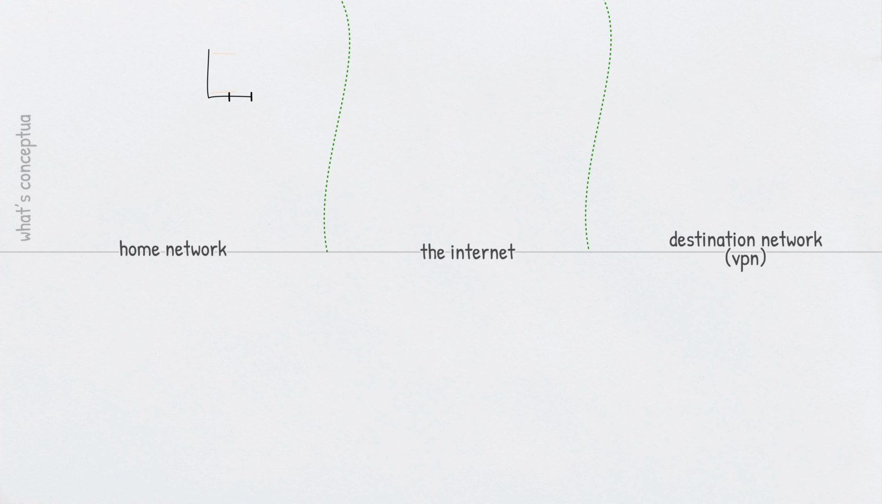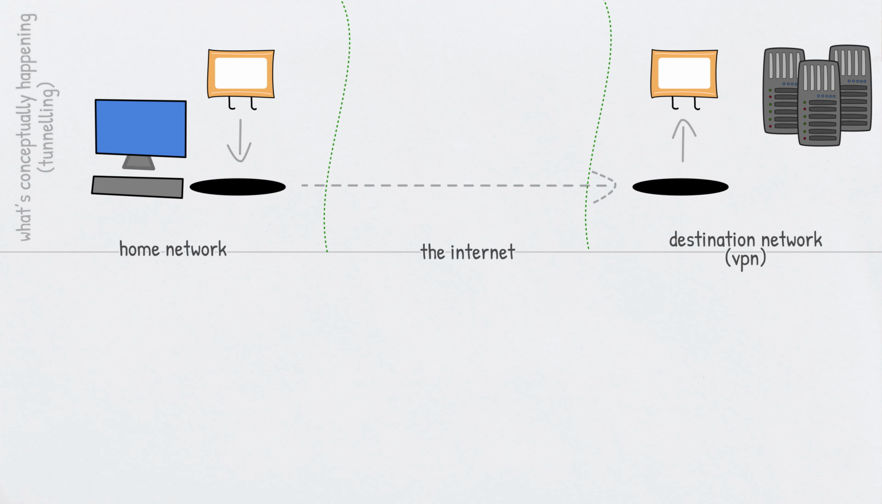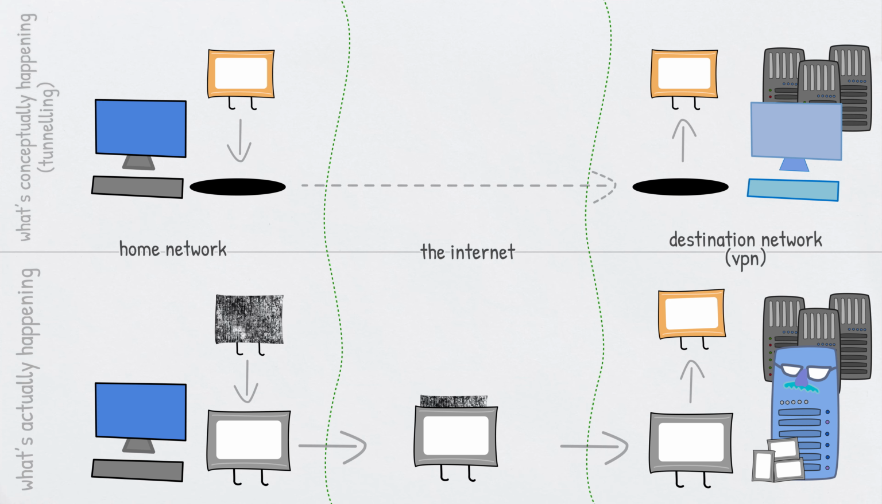VPNs, on the other hand, provide tunnels. They smuggle traffic from one network to another, making it seem like the original sender was part of the destination network all along. When doing this, they encrypt entire packets, making them totally unreadable until they get to their destination network. So if anyone did intercept your packets, including your ISP, they'd be none the wiser to your internet activity.